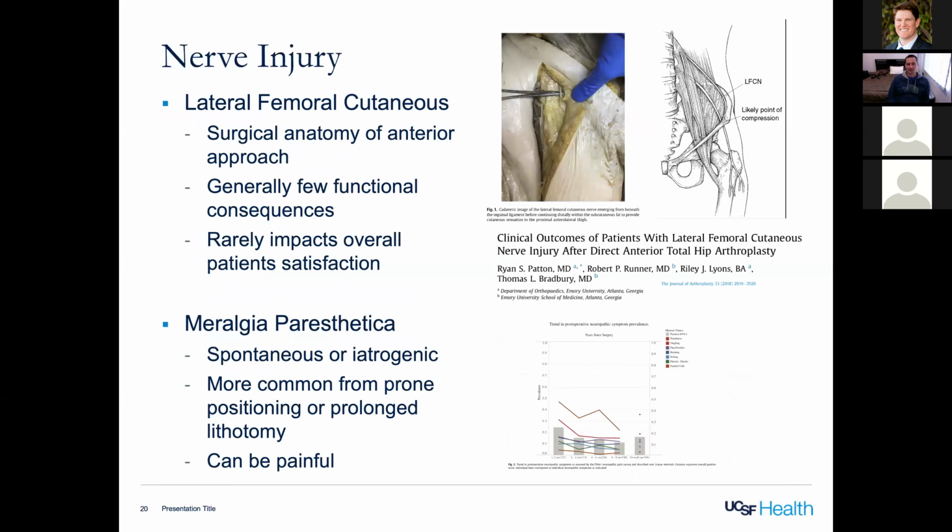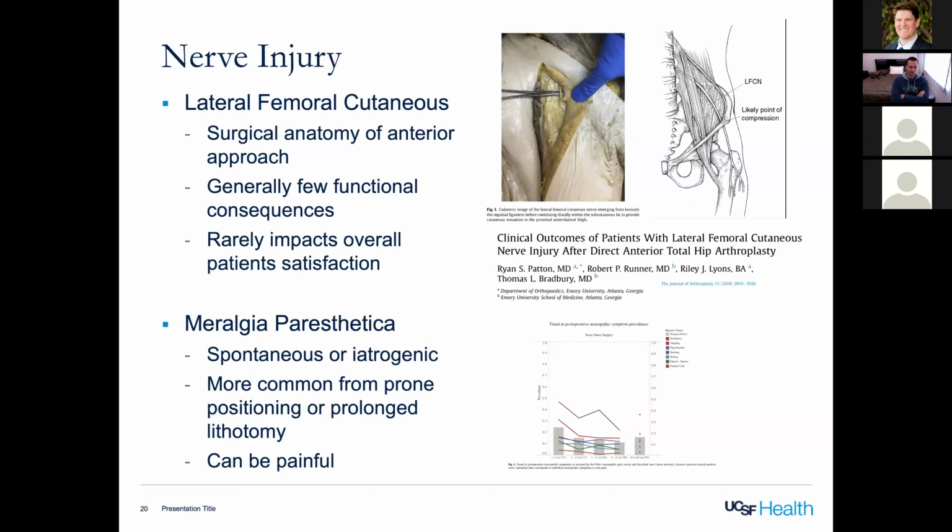So it can have a really bad functional outcome. In terms of the lateral femoral cutaneous nerve, it's a question we talk about a lot because of the anterior approach. The injury to this nerve is largely due to the anatomy of the anterior approach and the proximity of the nerve to the incision, as well as the placement of the retractors and the stretch on it. Overall, when we're talking about hip replacement in the anterior approach, it has generally few functional consequences and rarely in the long term impacts patient satisfaction.